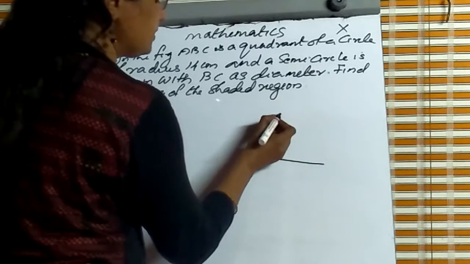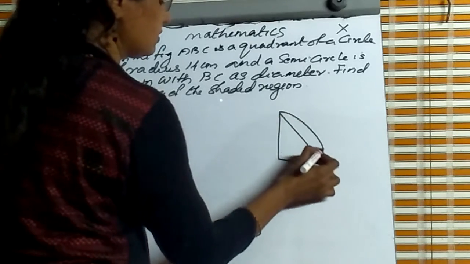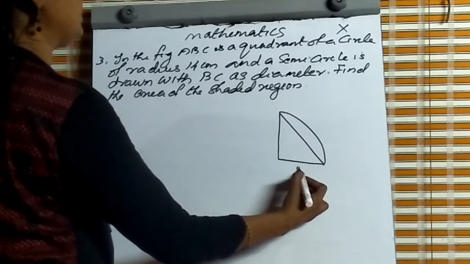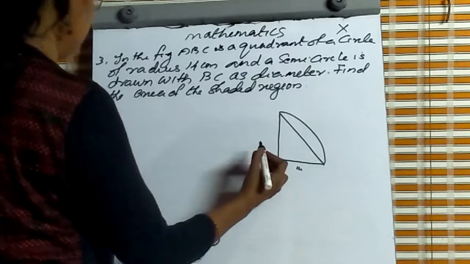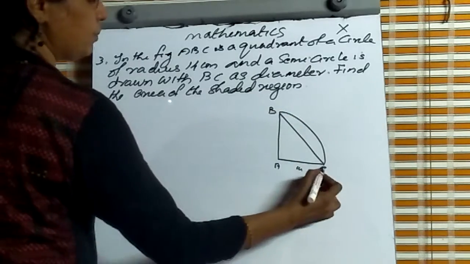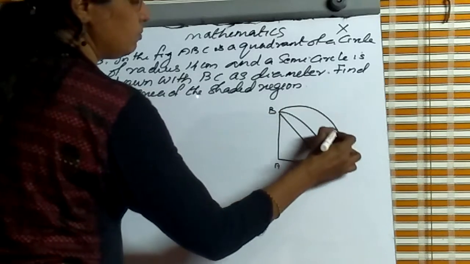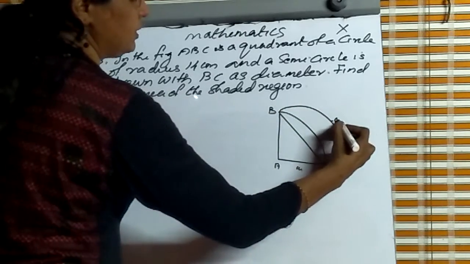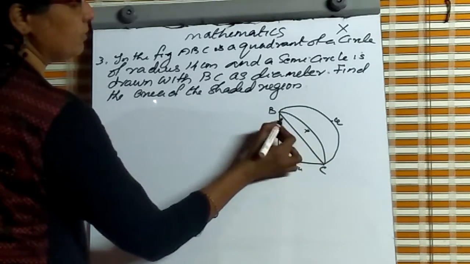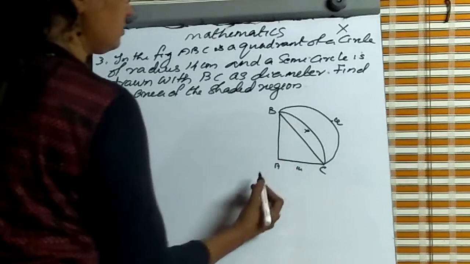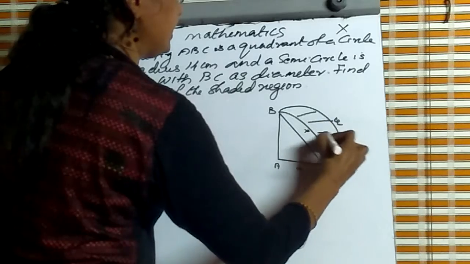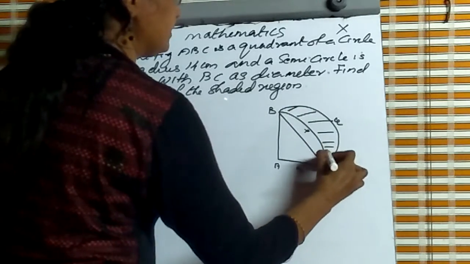ABC is a quadrant of a circle of radius 14 centimeter and a semicircle is drawn with BC as diameter. This one is a semicircle, BQC is a semicircle with BC as diameter, and this one is BPC. ABC is a quadrant. We have to find the area of this shaded region, is the question.